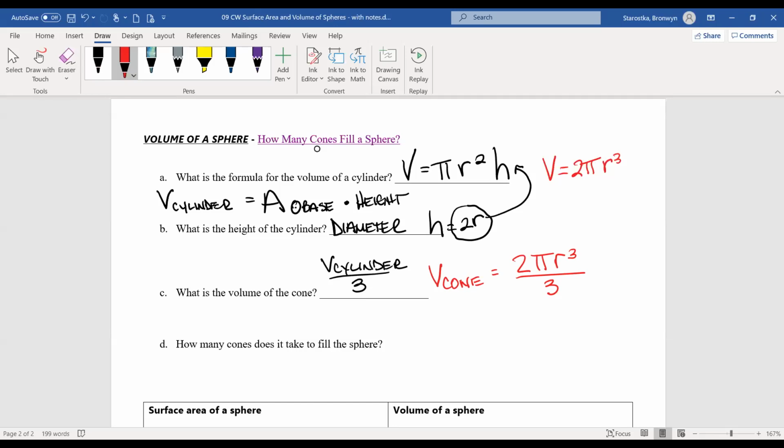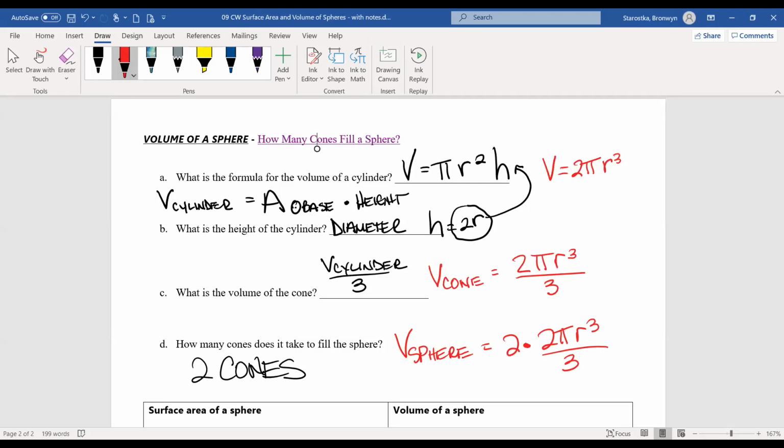And from the video, this is what I wanted you to see. How many cones did it take to fill the sphere? Well, it took 2 cones. So couldn't we just double this red formula here, volume of cone that we're looking at? So volume of the sphere equals 2 times the volume of the cone, 2 pi r cubed divided by 3. We could just double that, correct?